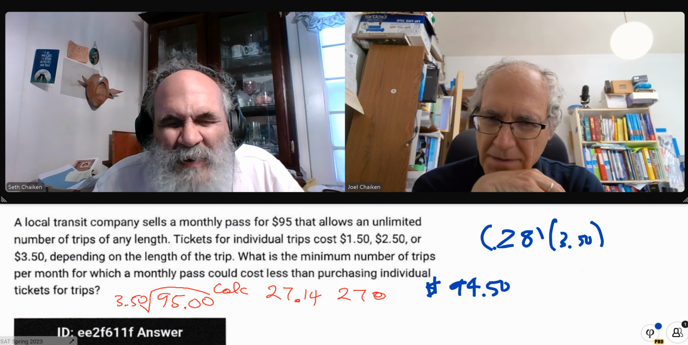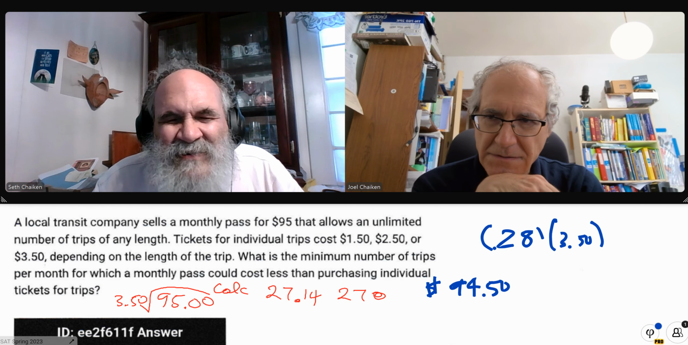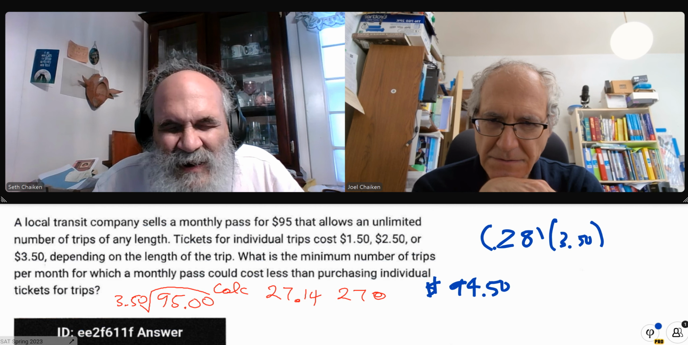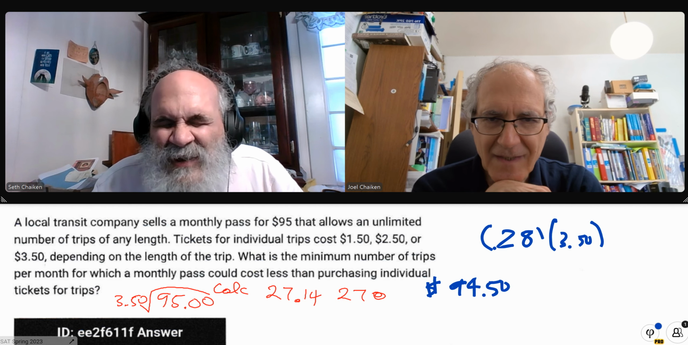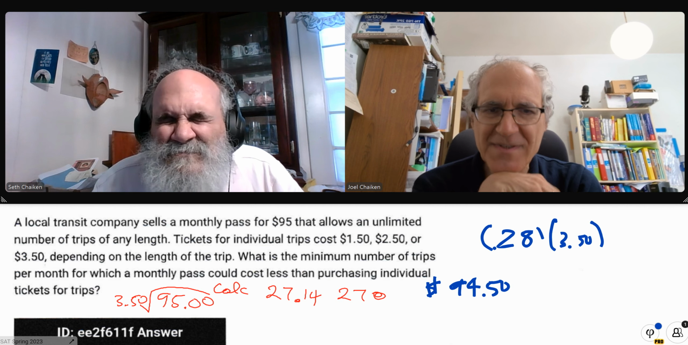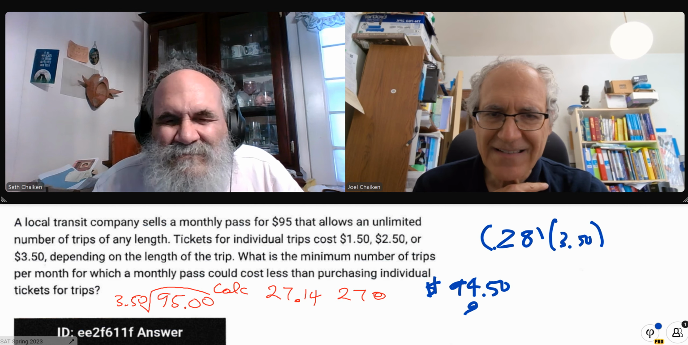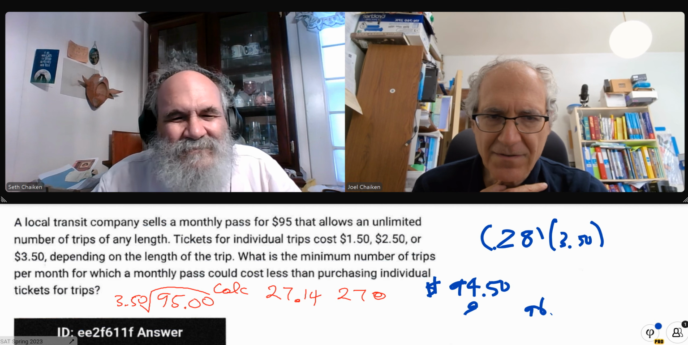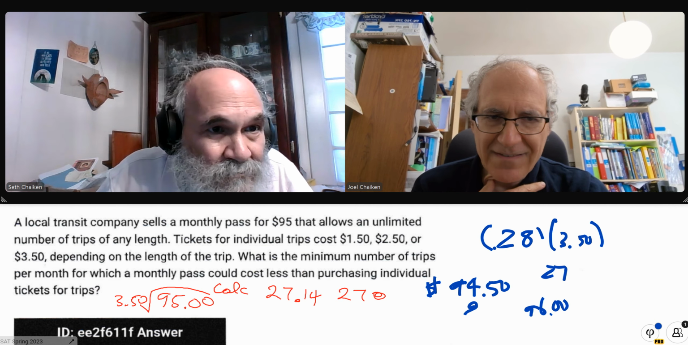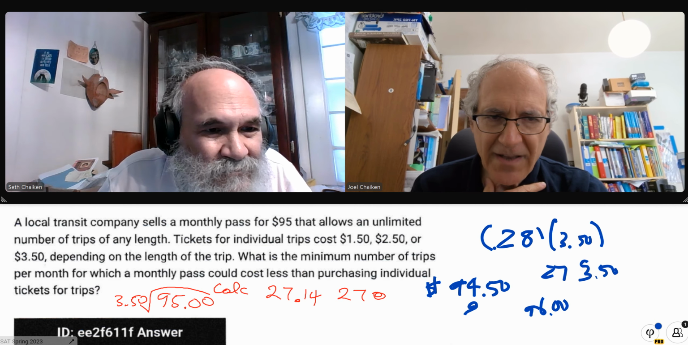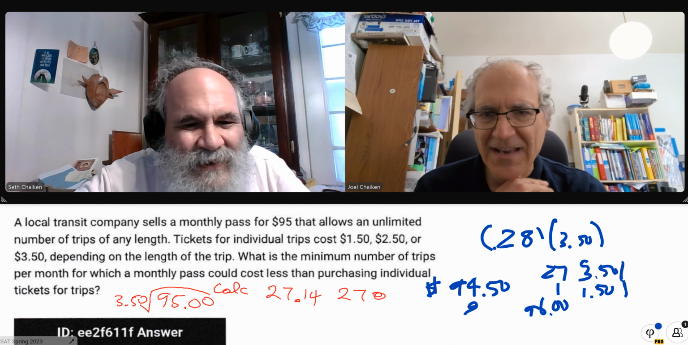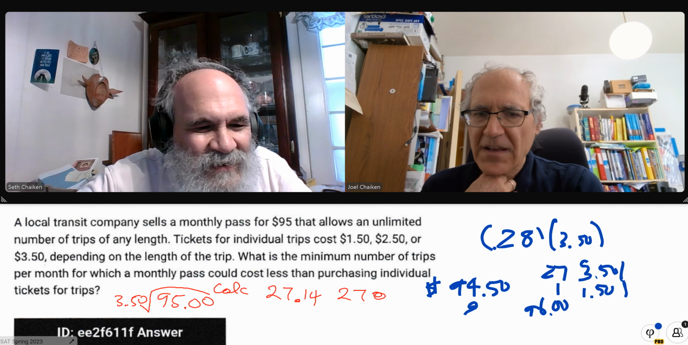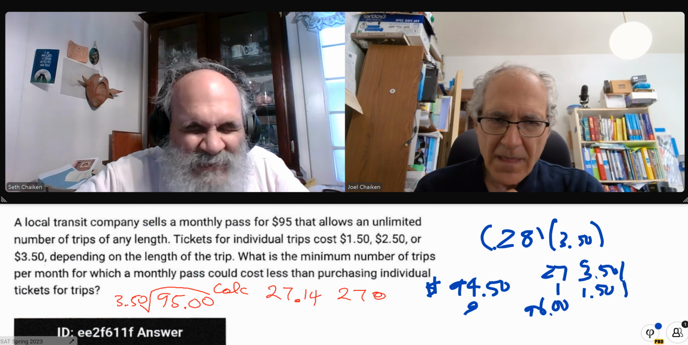But you could also do 27 trips, and then take a cheap trip, and you'll save money. That's right. 27 trips is $94.50 plus $1.50 is $96. So it's 27 $3.50 trips and one $1.50 trip. You extend this out to get $96. Easy problem.